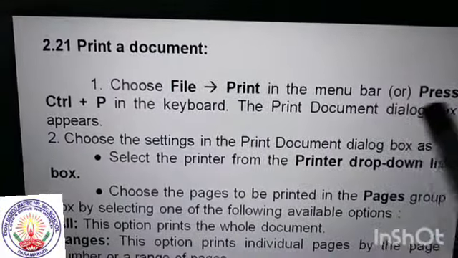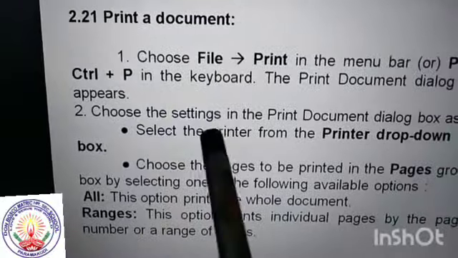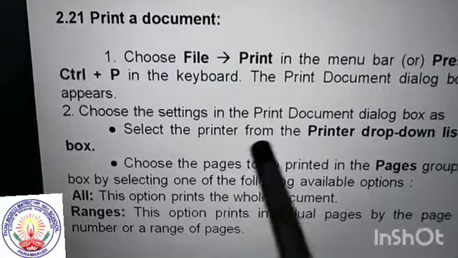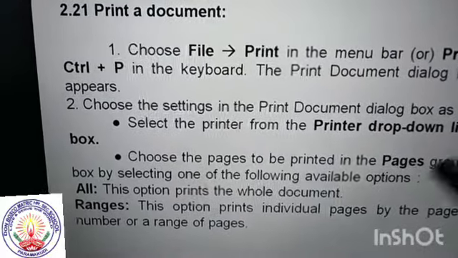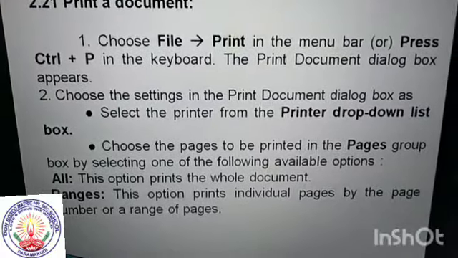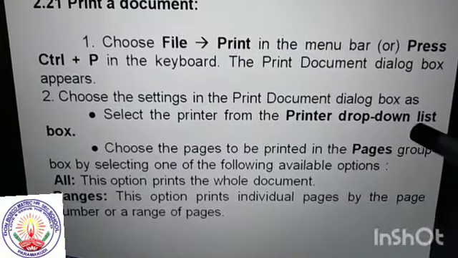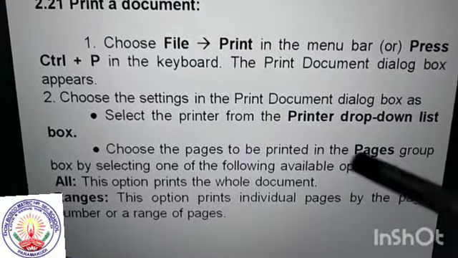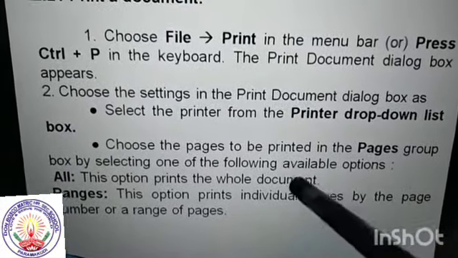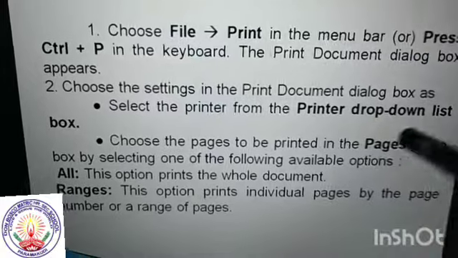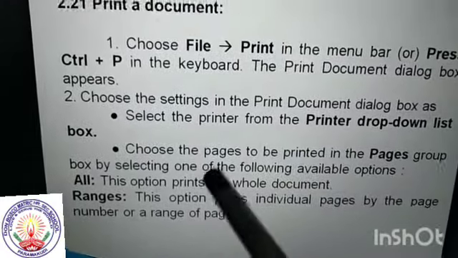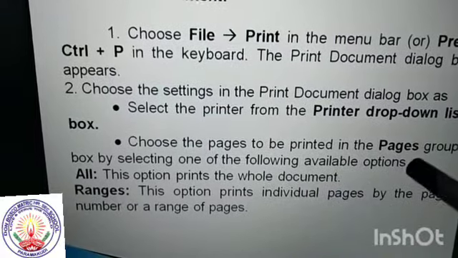The print dialog box appears. Choose the settings in the print document dialog: select the printer from the printer drop-down list. Whatever kind of printer is connected to our system, you have to select it from that drop-down list. After that, you have to choose the pages to be printed in the pages group.